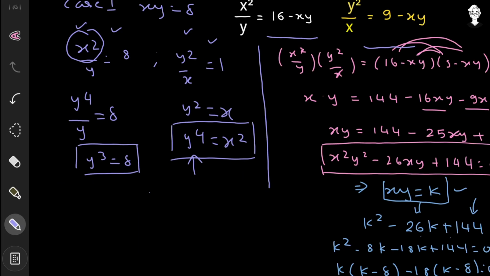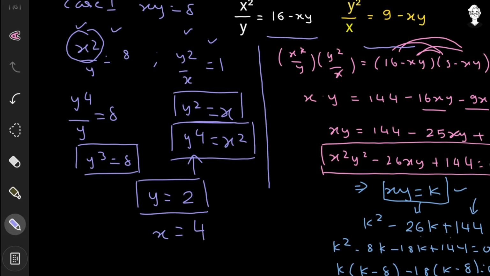We can take cube root on both the sides. So y would be equal to cube root of 8, that is having a value that is 2. So y has a value that is 2 and y square is equal to x. Therefore x is going to be equal to y square, that is 2 square, that is equal to 4. So here we have got a first set of solution, that is 4 comma 2. So 4 comma 2 is the first set of solution. 4 comma 2 means x comma y. So this is the first set of solution.